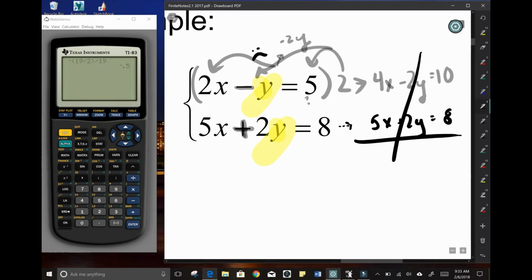And eliminate the variables. It gives us 18 equals 9x. Students, again, forget this piece. x equals 2. Substitute back in now.